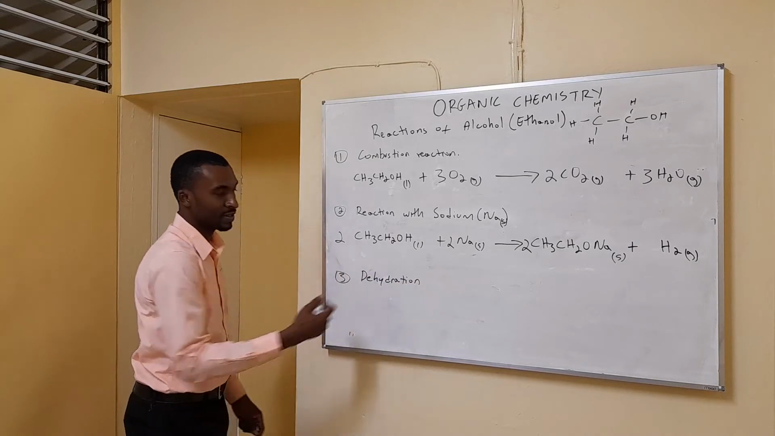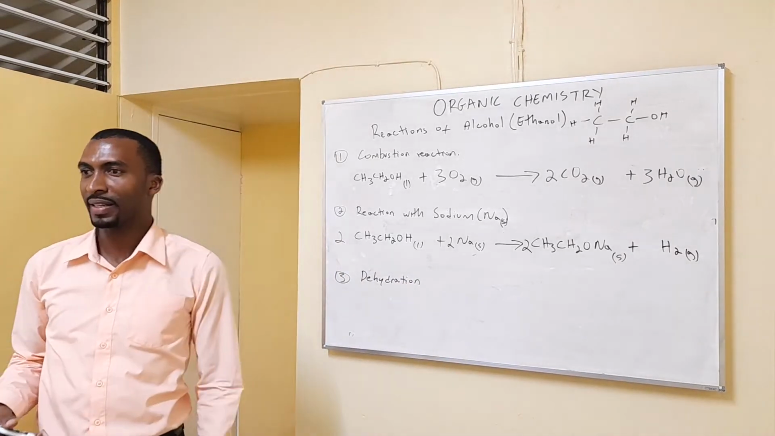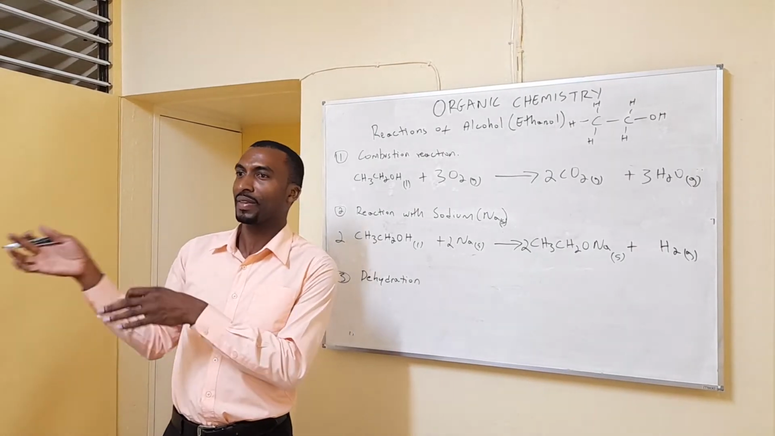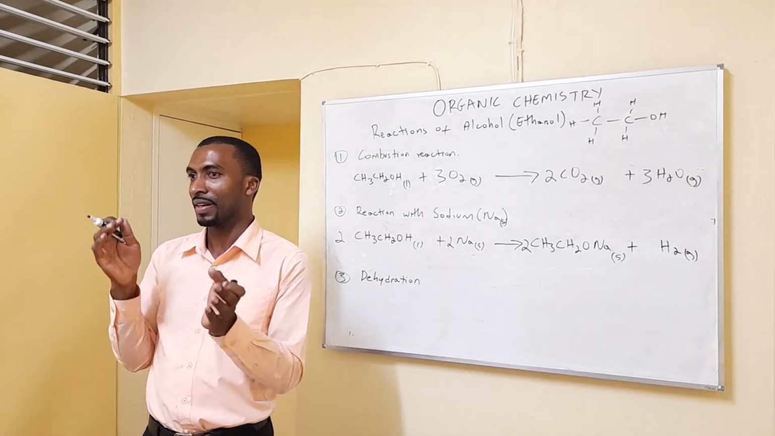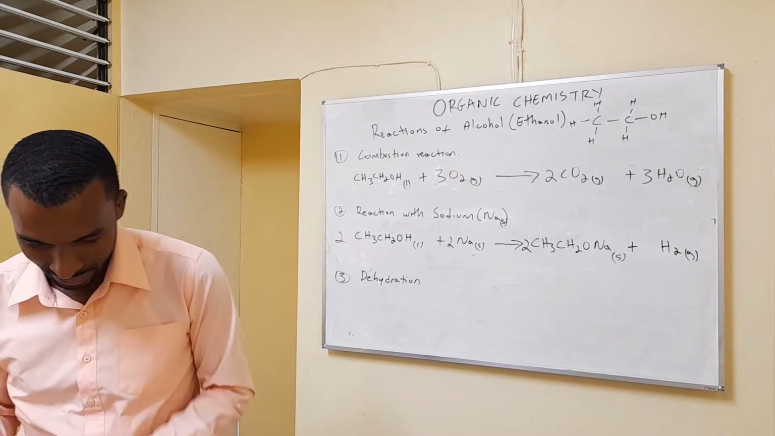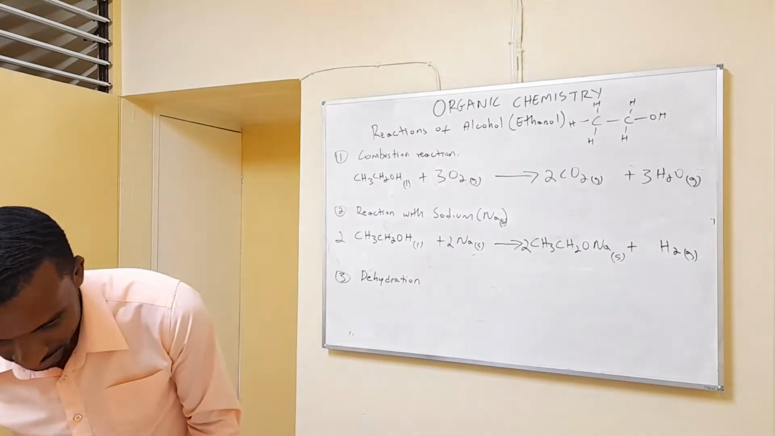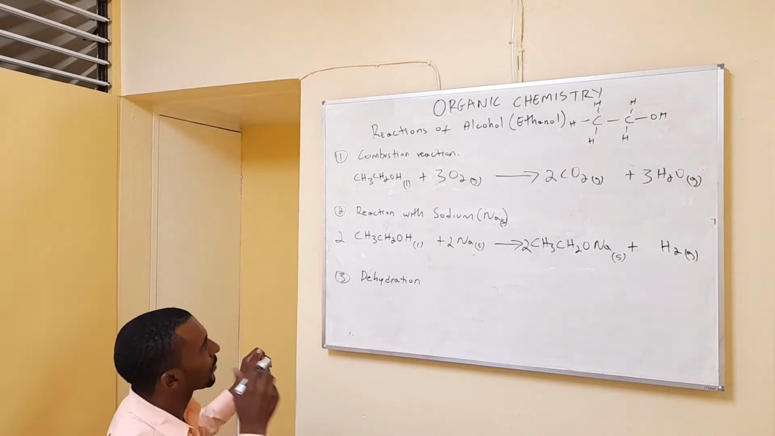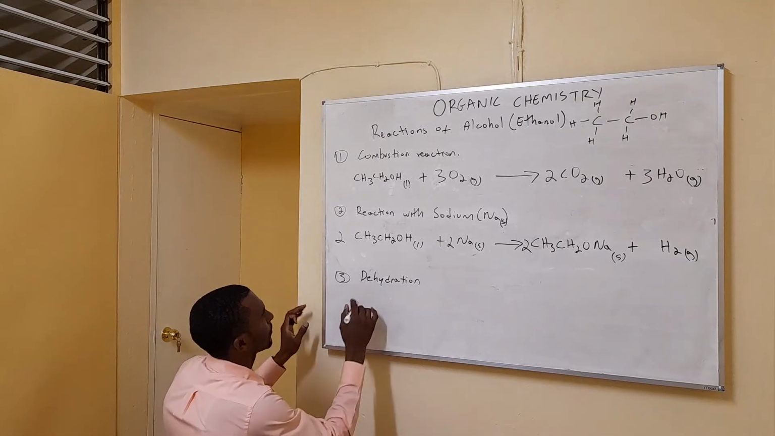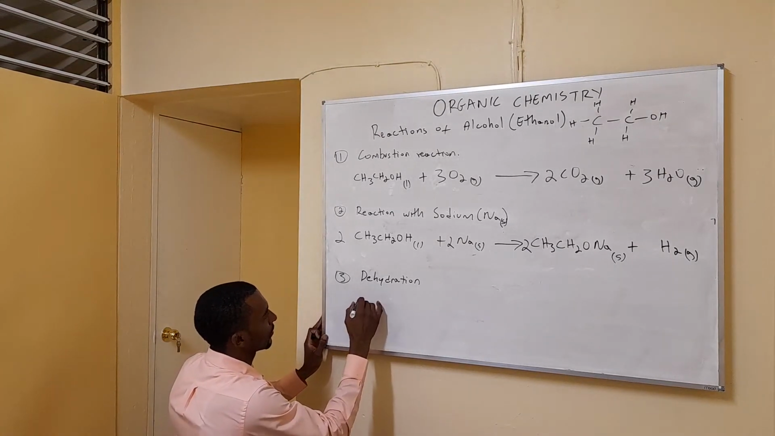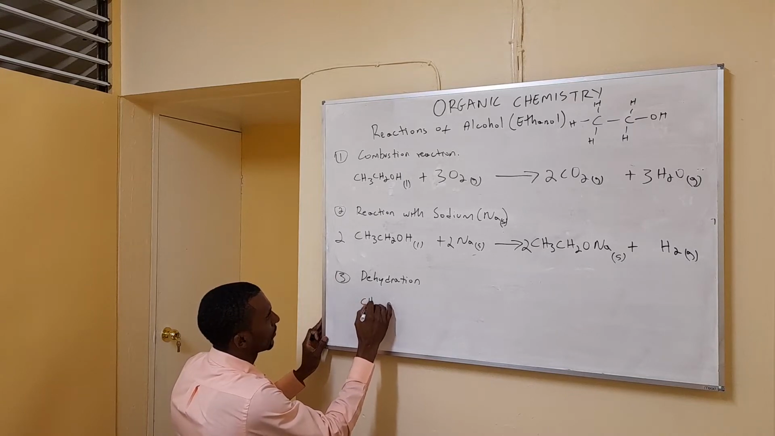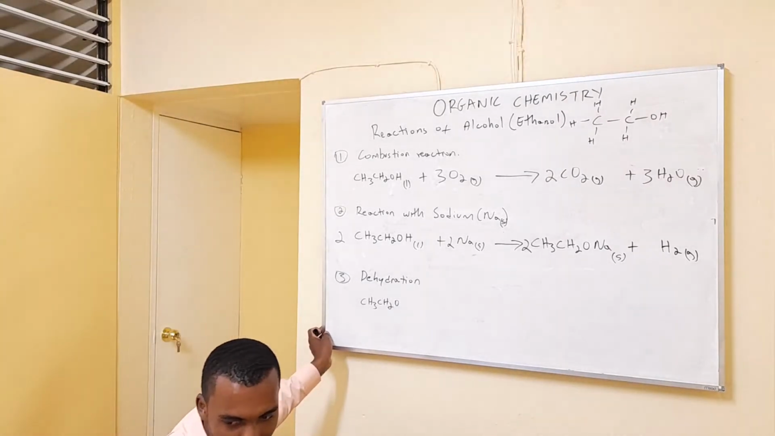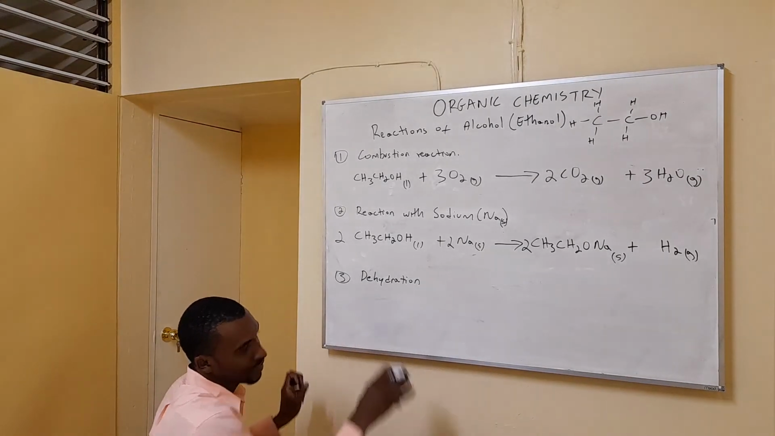Third type of reaction is dehydration. It's just the reverse of the hydration, right? I remember that in alkenes you would add water to produce the alcohol, but you could also have the reverse, where you convert the alcohol into the alkene. But it's different in conditions, right? I will put the full structure for this so you can appreciate it a little bit.